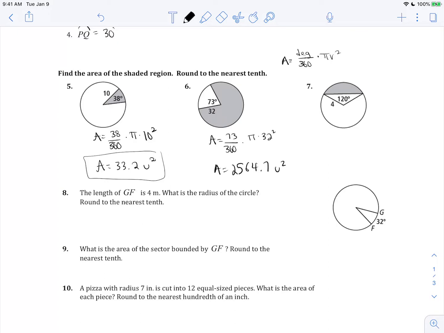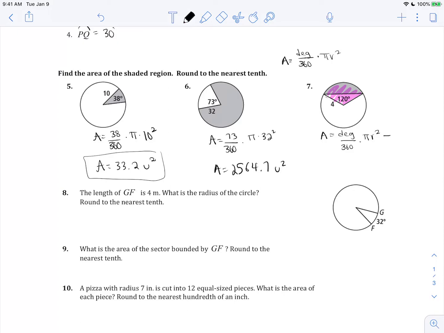All right, last one. Here we're finding a sector. So to get a sector, we do like this whole thing, but then we take away the triangle, right? So we're going to do this whole pi wedge, okay? So we're going to do degrees over 360 times pi r squared. That'll get me this whole thing right here, right? But then I want to take away the triangle.